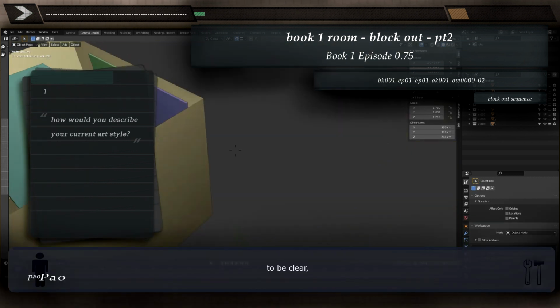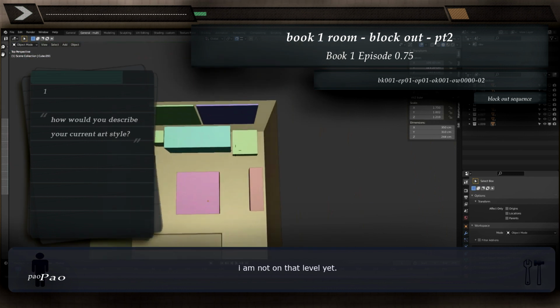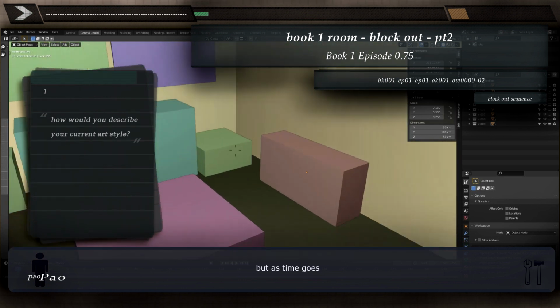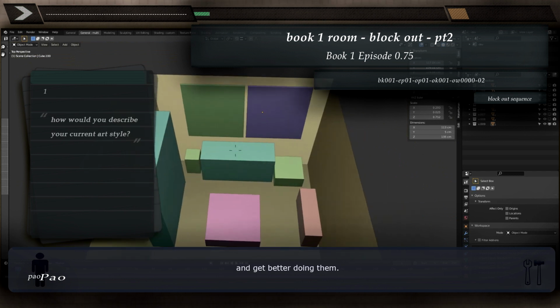To be clear, I am not on that level yet. I am far from it. But as time goes, I would like to improve and get better at doing them.